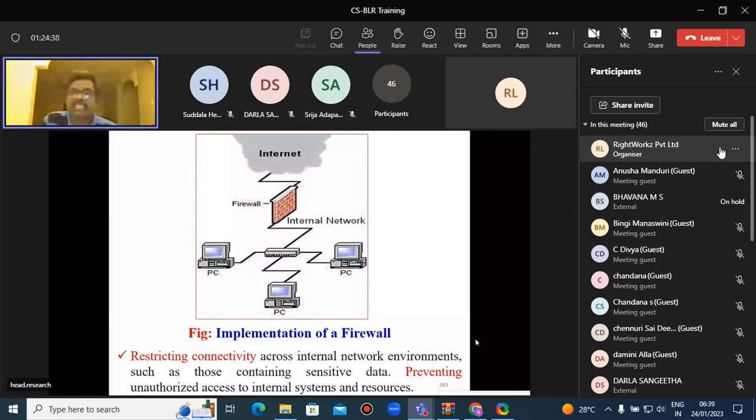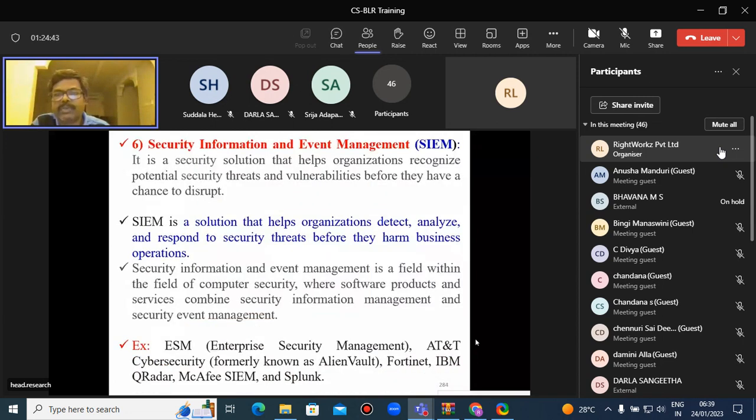Then the last one is security information and event management, called SIEM. It is a security solution that helps organizations recognize potential security threats and vulnerabilities before they have a chance to disrupt business operations. SIEM helps organizations detect the data, analyze the data, and respond to security threats before they harm business operations.